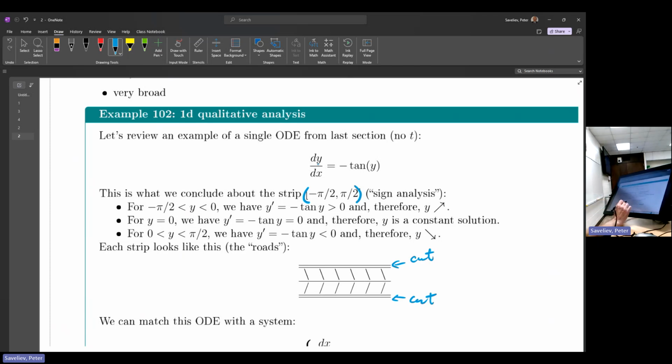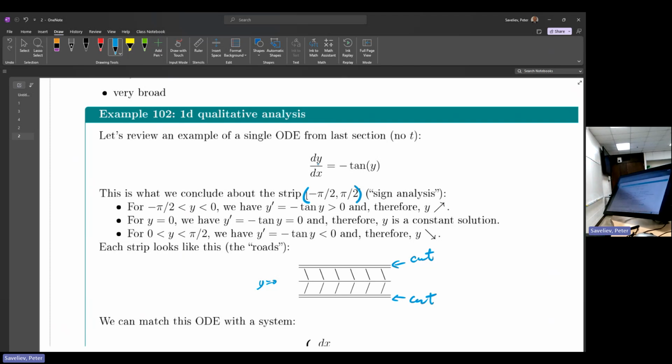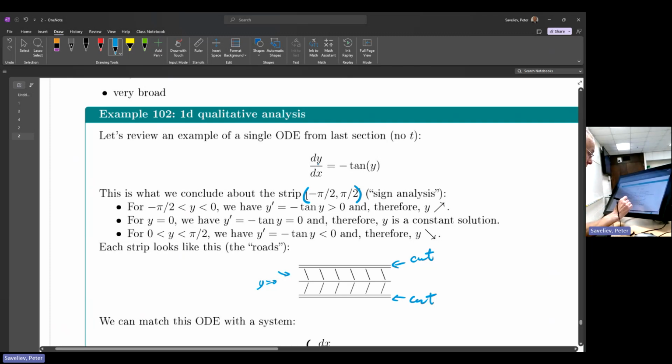Wherever y is equal to 0, the solution is constant. Y is equal to 0, the tangent is equal to 0, and therefore we have a solution that is entirely horizontal. Then the curves indicate a decreasing behavior over here and an increasing behavior over there. So there's a cut, decreasing, constant, increasing, and the other cut.